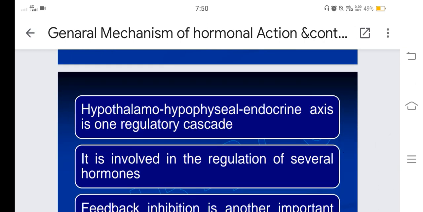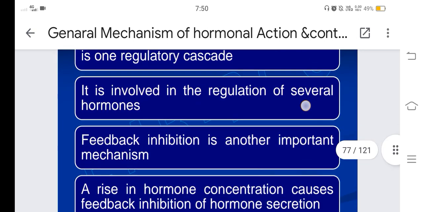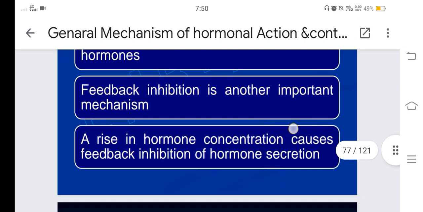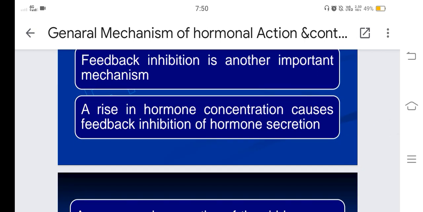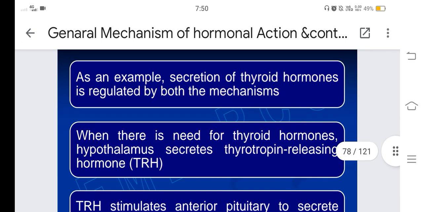The hypothalamo-hypophyseal endocrine axis is one regulatory cascade. It is involved in the regulation of several hormones. Feedback inhibition is another important mechanism. A rise in hormone concentration causes feedback inhibition of hormone secretion. As an example, secretion of thyroid hormones is regulated by both the mechanisms.